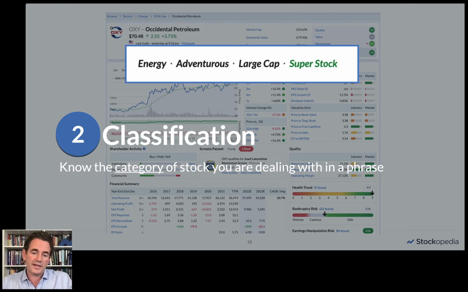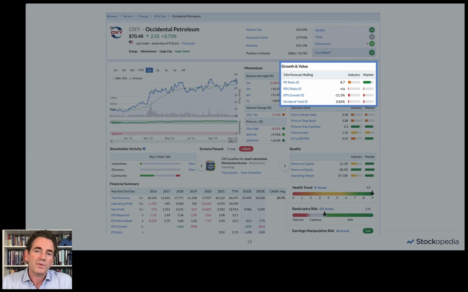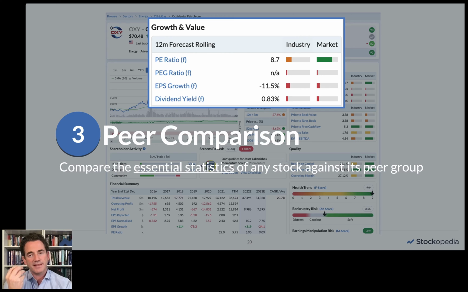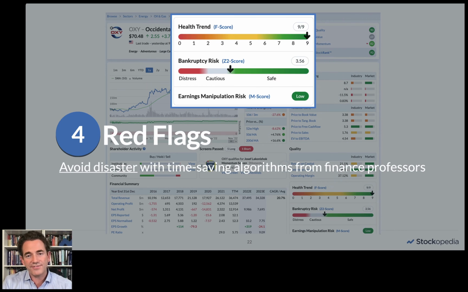The second thing is the classifications. We have 4 types of classification: the sector, the risk rating, the size group, and the style. And it creates this wonderful phrase which will help you distinguish your adventurous large cap super stocks from your speculative small cap sucker stocks and everything in between. Knowing the category of a stock you're dealing with is a big accelerator to really understanding a share. Next up, we have lots of these things I call the traffic lights, which allow you very quick peer comparison to compare essential statistics like the P/E ratio, the yield, and the return on capital against the industry and the market as a whole. Beyond that, red flags.